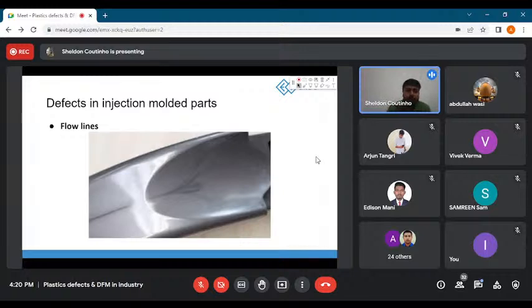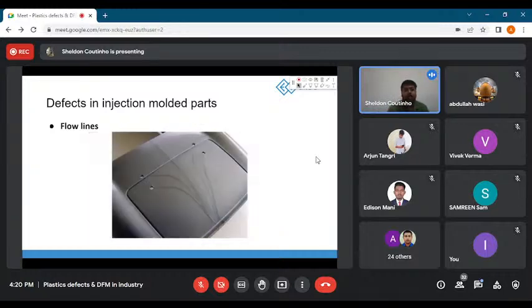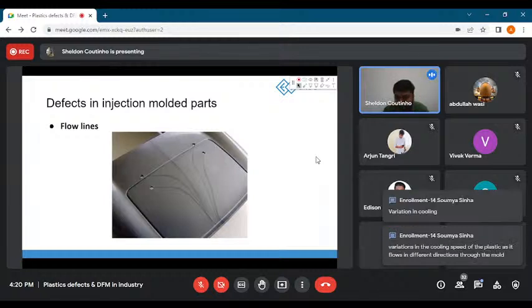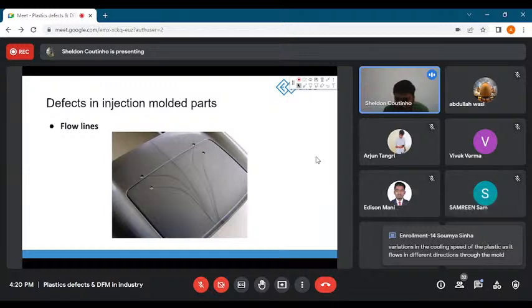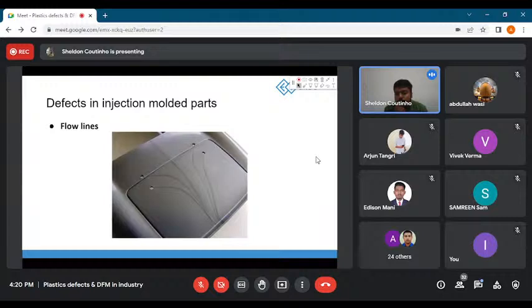So now, flow lines. Abdullah, I guess you only wanted to know what happens if this material is not cooled properly. As I told you initially, if cooling does not occur at a particular rate, that is when these flow lines occur. So how this happens is, one second, variation in cooling. Perfect. Soumya Sinha gave the perfect answer. Variation in cooling speed of plastic as it flows in different directions through the mold. Perfect, Soumya. That is the correct answer.